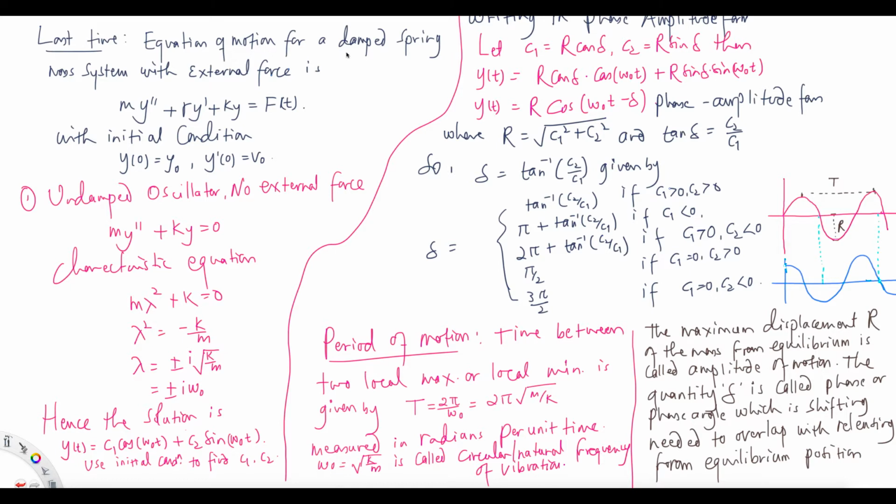The equation of motion for a damped spring-mass system with external force is my double prime plus gamma y prime plus ky equals f of t, right? Where m is the mass of the object, gamma is the damping constant, k is the spring constant, and f is the external force, with initial conditions y at 0 is y0 and y prime at 0 is v0.